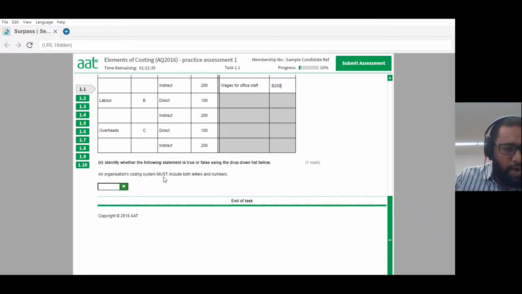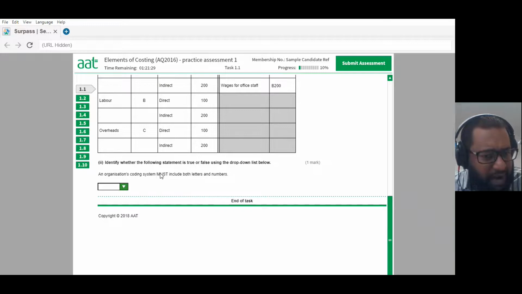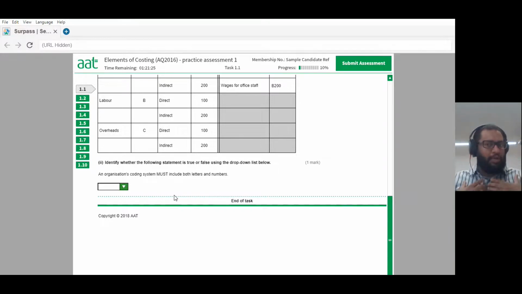Identify whether the following statement is true or false by using the drop down list. An organization's coding system must include both letters and numbers. Whenever they use particular words like must, always, only, I always tell the students that means there is no other option, which is wrong, because normally a coding system can be either numbers or letters, or a combination of both of them.